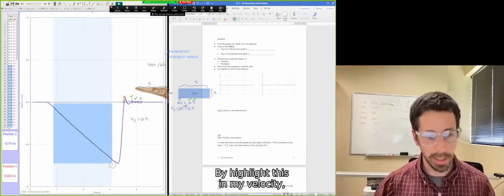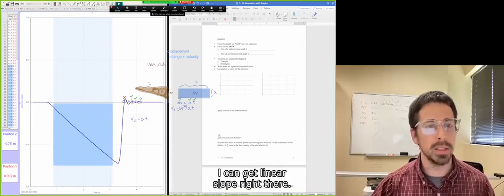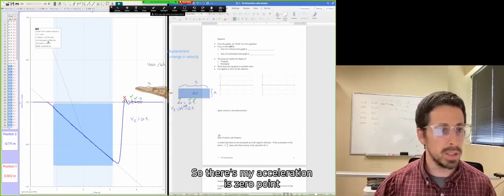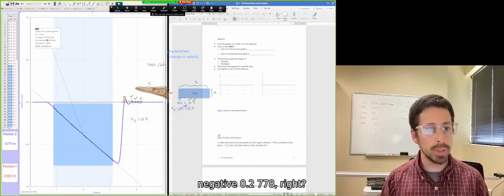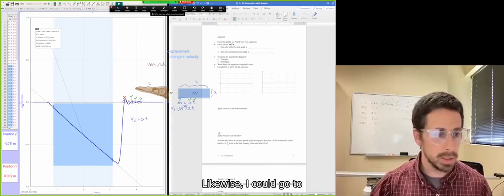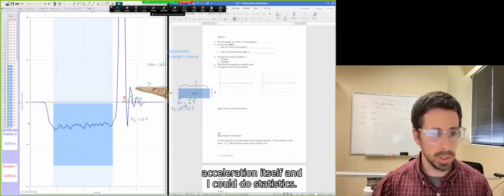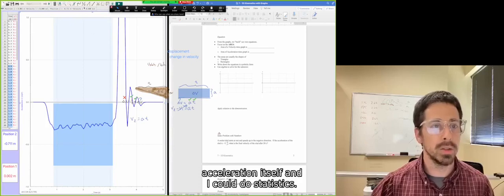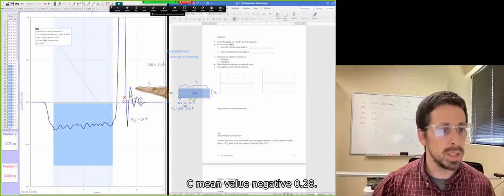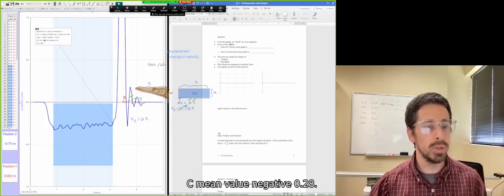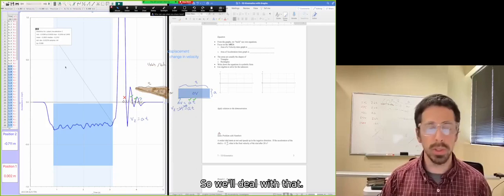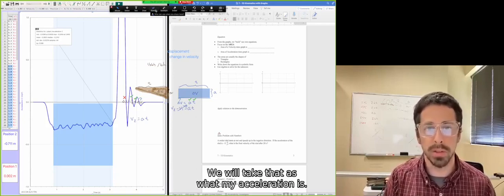If I highlight this, this is my velocity, I can get the linear slope right there. It says my acceleration is negative 0.2778. Likewise, I could go to acceleration itself, and I could do statistics. Statistics, let's see, mean value, negative 0.28. So we'll deal with that. We'll take that as what my acceleration is.